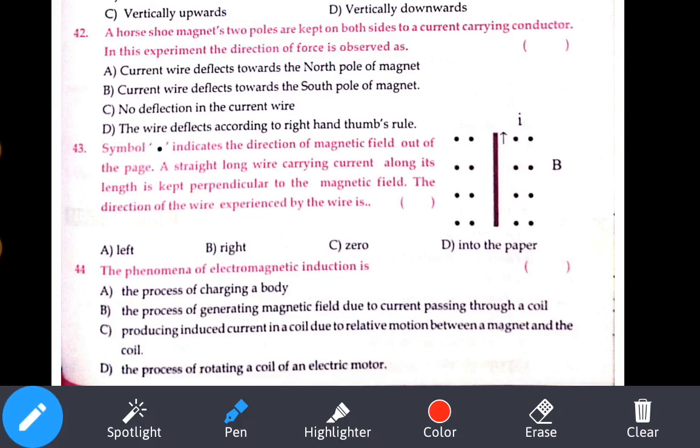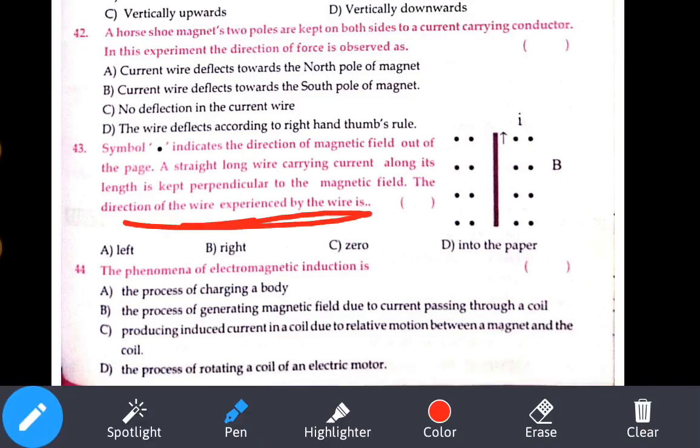The phenomenon of electromagnetic induction depends on what? Whenever there is a change in the flux, a current will be induced. So what can we say? Option A, a process of charging a body, is wrong. I think it is C: the induced current produced due to the relative motion between the magnet and the coil. Option number C is our answer.